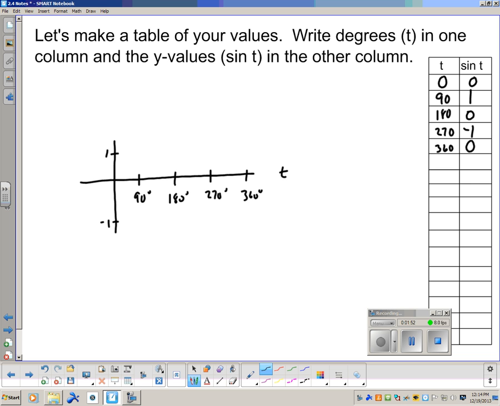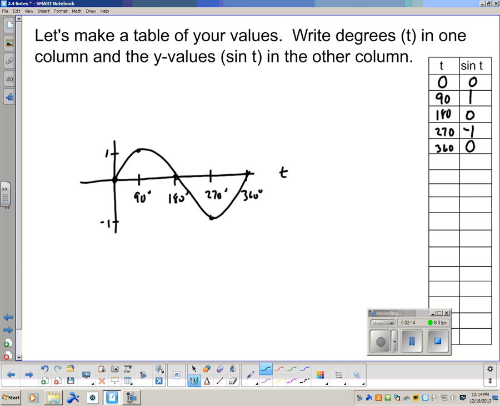So at 0, 0, we have that. At 90, we have 1. At 180, we have 0. At 270, we're at -1. At 360, there we're at 0. So we can simply connect a nice smooth curve. It's not pointy, it's rounded, and then that's a periodic function, and we could keep going.